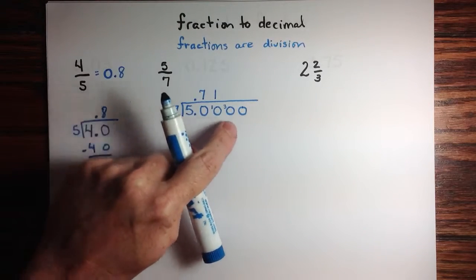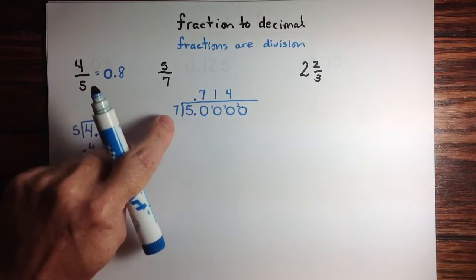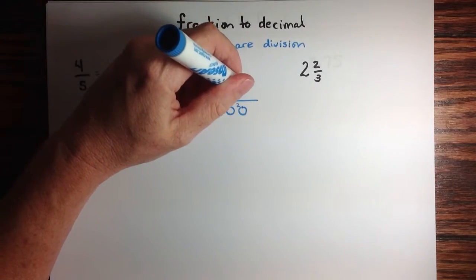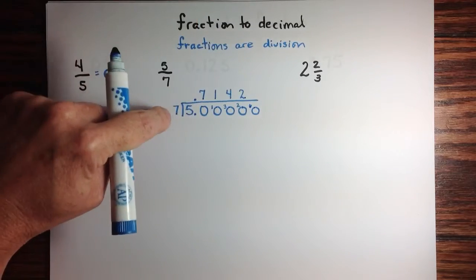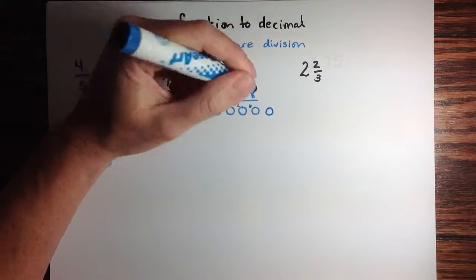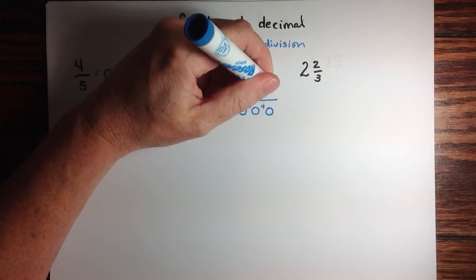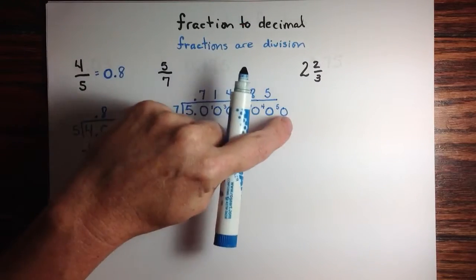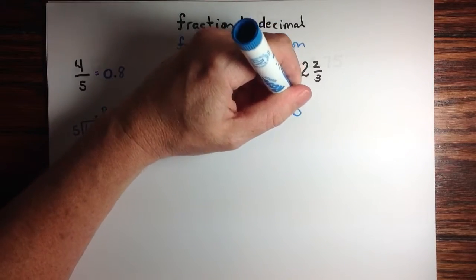And 7 will fit into 30 4 times with 2 remaining. And 7 into 20 goes 2 times with 6 remaining. And then 7 into 60 is 8 with 4 remaining. And 7 into 40 is 5 with 5 remaining. And 7 into 50 is 7 with 1 remaining.